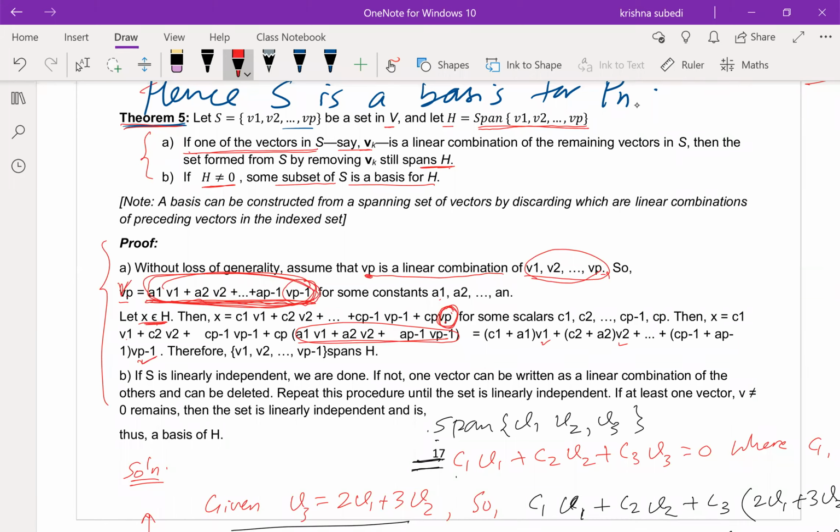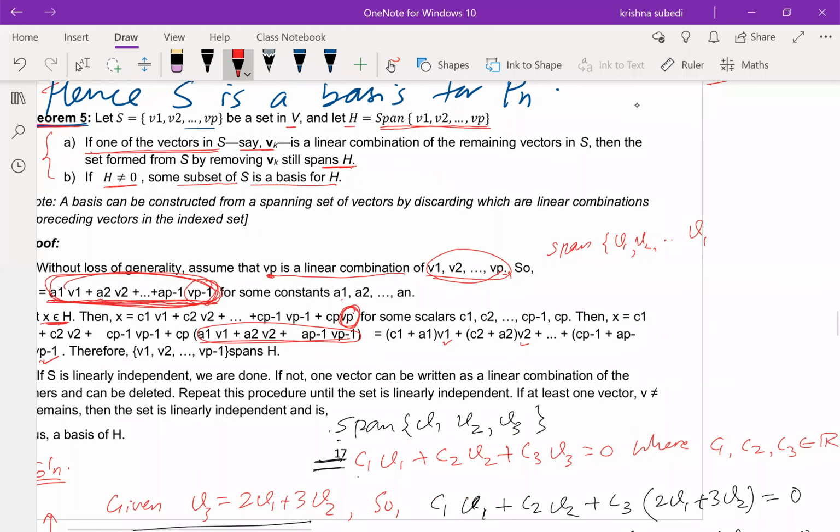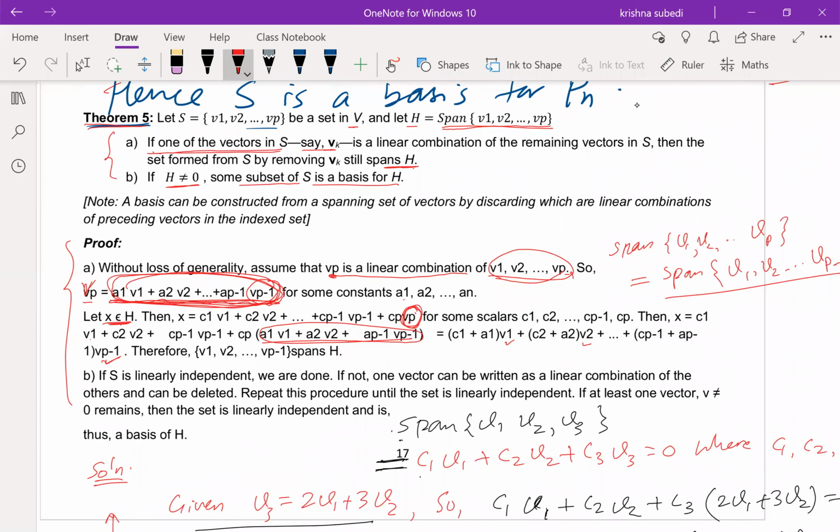Therefore, what we have proved here is that the span of V1, V2 up to VP is actually the span of V1, V2 up to VP minus 1. We have proved that this one and this one are equal because VP is a linear combination of the other ones. That's what we have to prove in part A. And if S is linearly independent, we are done. So if these vectors are linearly independent, we are done.